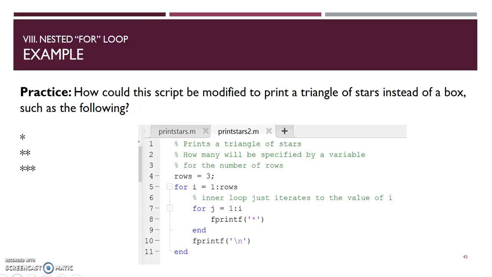This is an example of having nested for loops, in which the iterator variable of the inner for loop depends on the value of the iterator variable of the outer for loop.